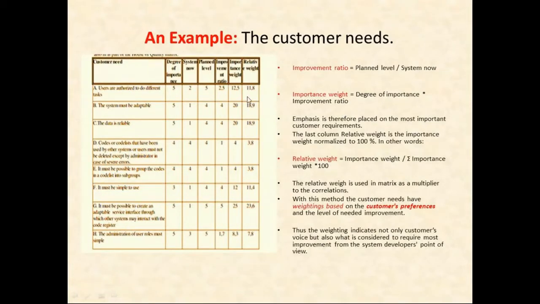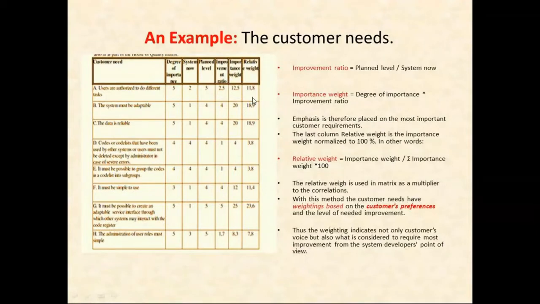The relative weight is calculated by the importance weight, that is the fifth column, divided by the summation of the importance weight. So you total up all these, that is the summation, and for each individual relative weight, say for example, here it is 12.5. So 12.5 is divided by the total of the whole column. That, multiplied by 100, will give the relative weight in percentage. Okay, so this is how we will be calculating for the customer needs.